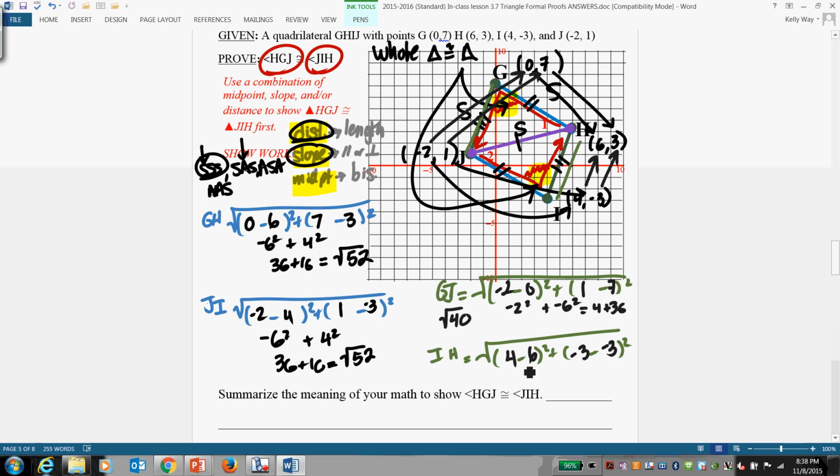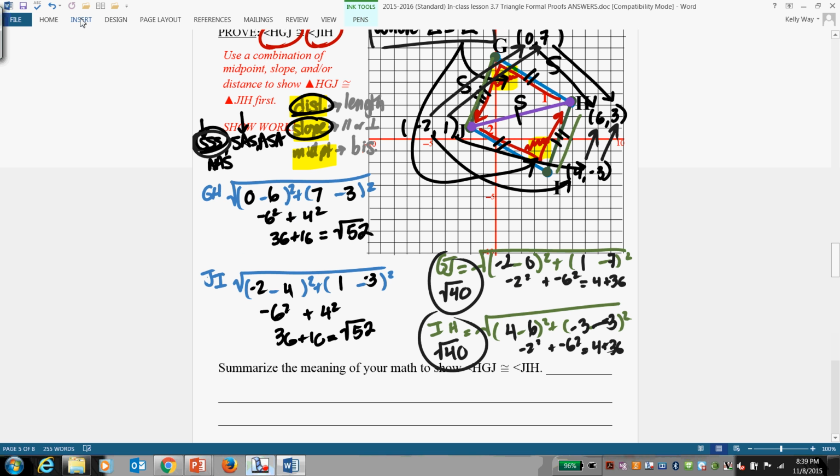This one, that's going to be -2 squared plus -3 minus 3, that's -6 squared. Once again, that's 4 plus 36. This is also square root of 40. Lo and behold, they are the same. Now, once again, look at what we're trying to do. We're trying to make the whole triangles equal, which we just did by side, side, side. And if the triangles are equal, the parts are equal. Okay, ready? Now we just need to summarize this.